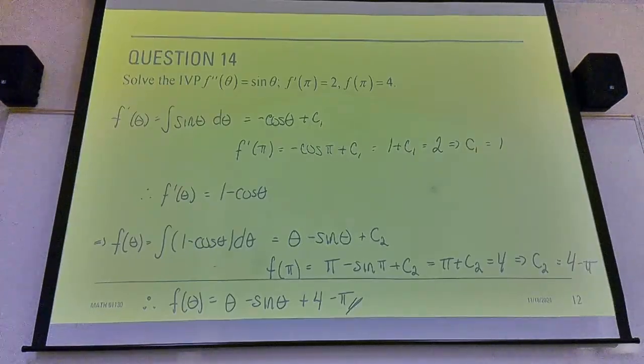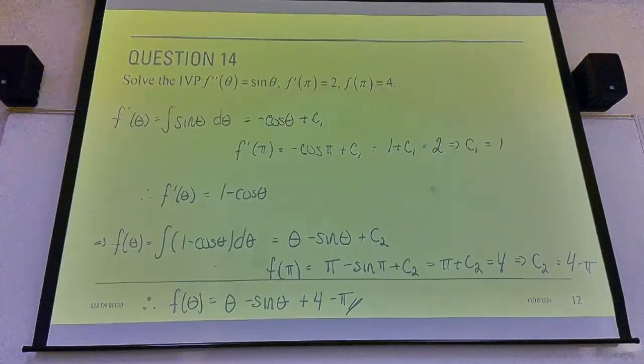So key takeaways. Anti-differentiation is the process of undoing a derivative. Unlike when finding a derivative, finding an antiderivative gives you an infinite number of solutions. A family of solutions is what it's called.